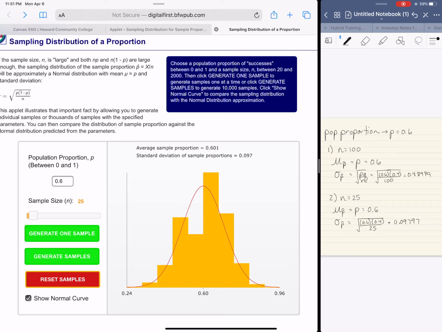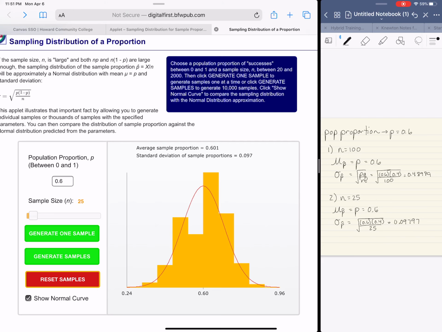So it's going to be less unusual to get a sample proportion that's further away from 0.6 than if we have a larger sample size. Larger sample sizes will mean we have less deviation, meaning we'll hover around that 0.6 far closer, and therefore kind of honing in on that average sample proportion quicker.